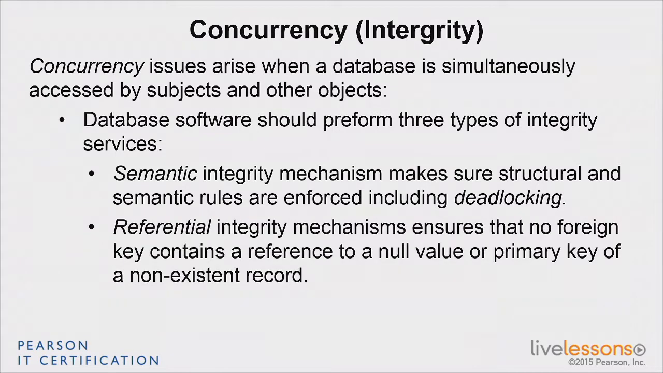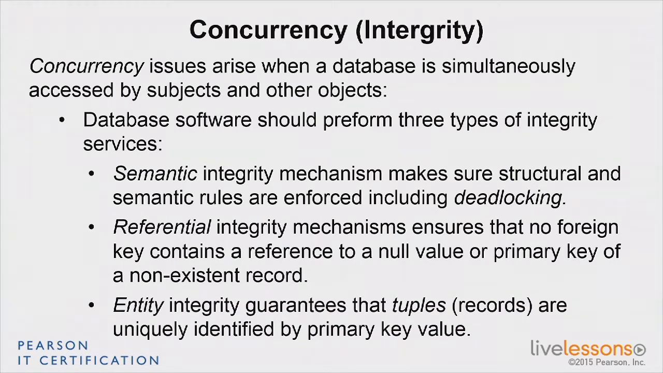Referential integrity mechanisms ensure that no foreign key contains a reference to a null value or primary key of a non-existent record. And entity integrity ensures that tuples, that's just another word for records, are uniquely identified by a primary key.